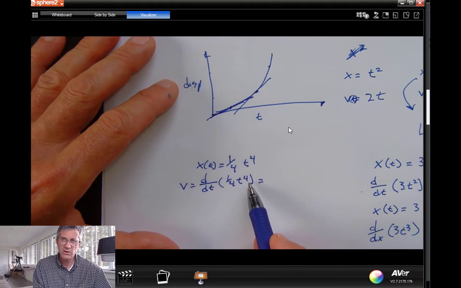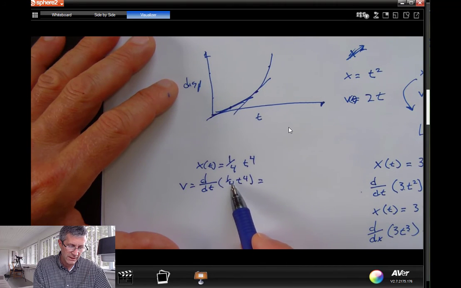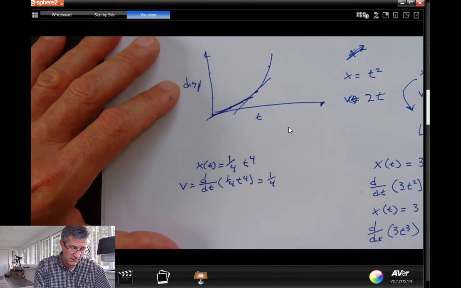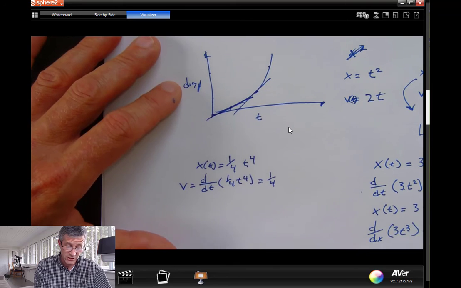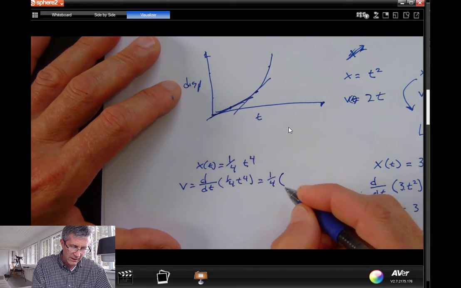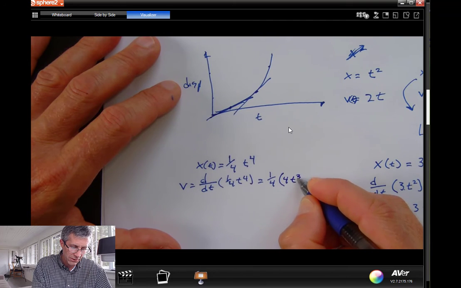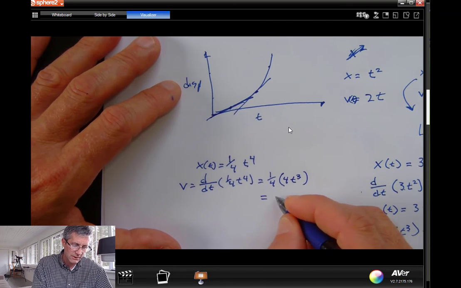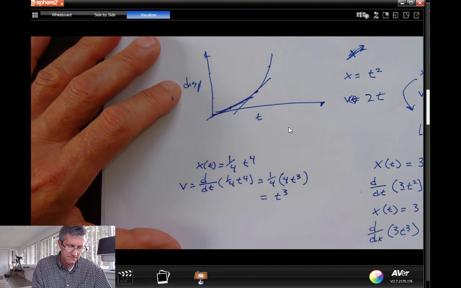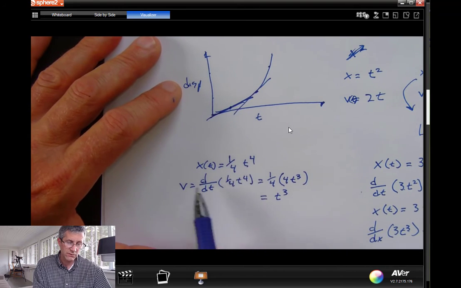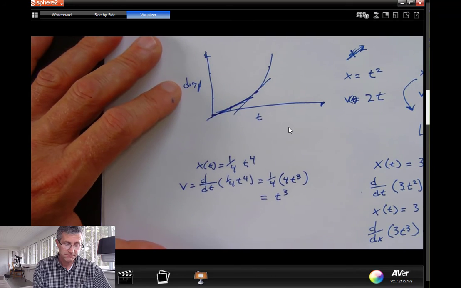So I'm going to do the same process. I'm going to take this exponent, multiply everything by the exponent, and then subtract one from the exponent to get the new one. So again, I pull the 1/4 out. It's constant. It's not changing. And t to the 4th is going to become 4t to the 3rd. And I'm left with just t cubed. So if I have a position function that looks like this, my velocity function will look like this.